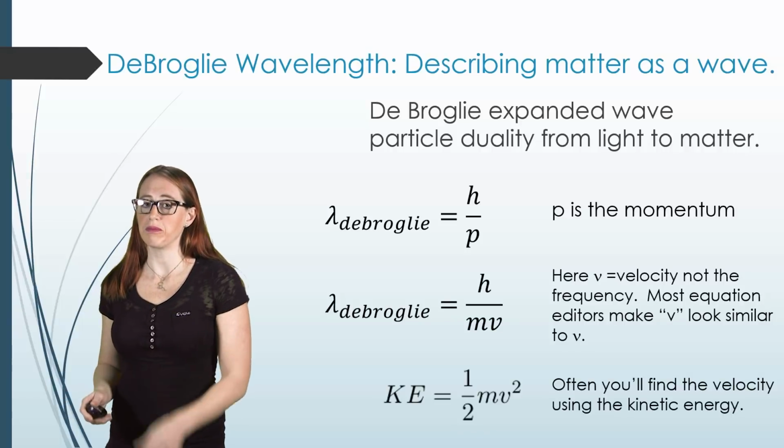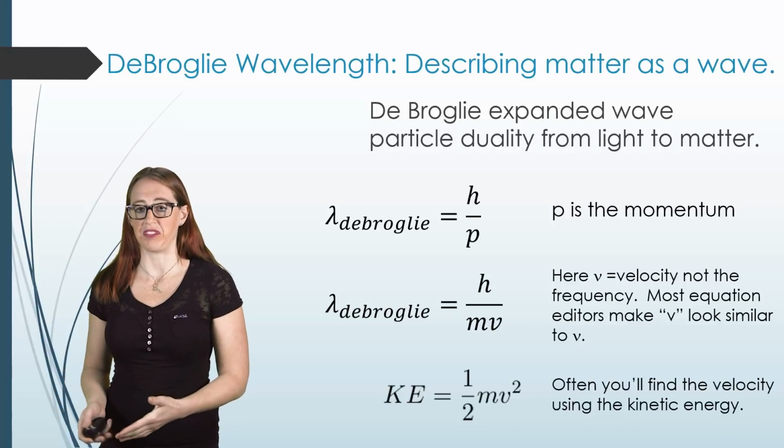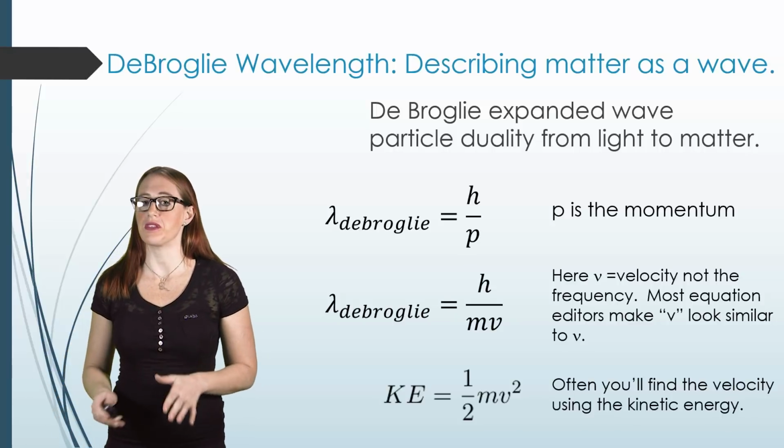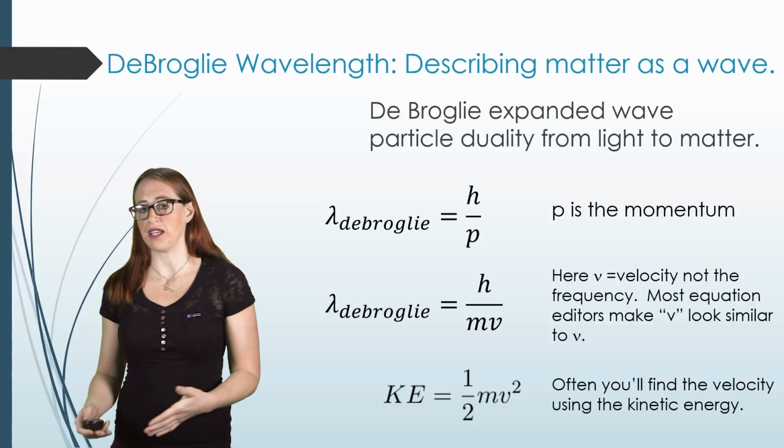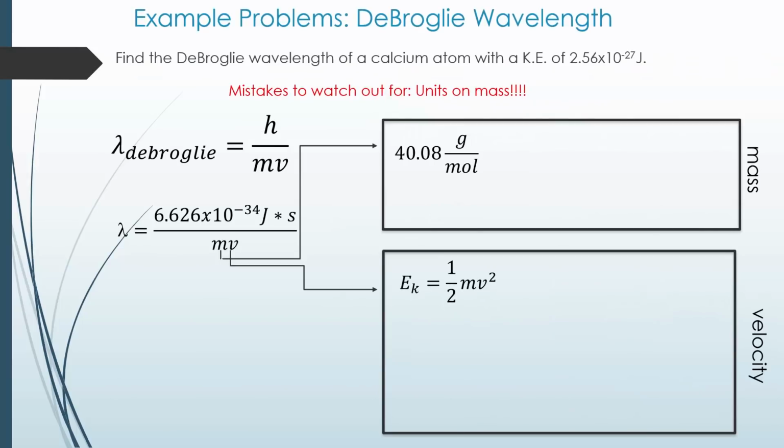It's also worth remembering that kinetic energy is related to 1/2 mv squared, since you'll often use this equation to find the velocity during problem solving in this section. First, we'll do this for a calcium atom. We will fill into the de Broglie wavelength equation.